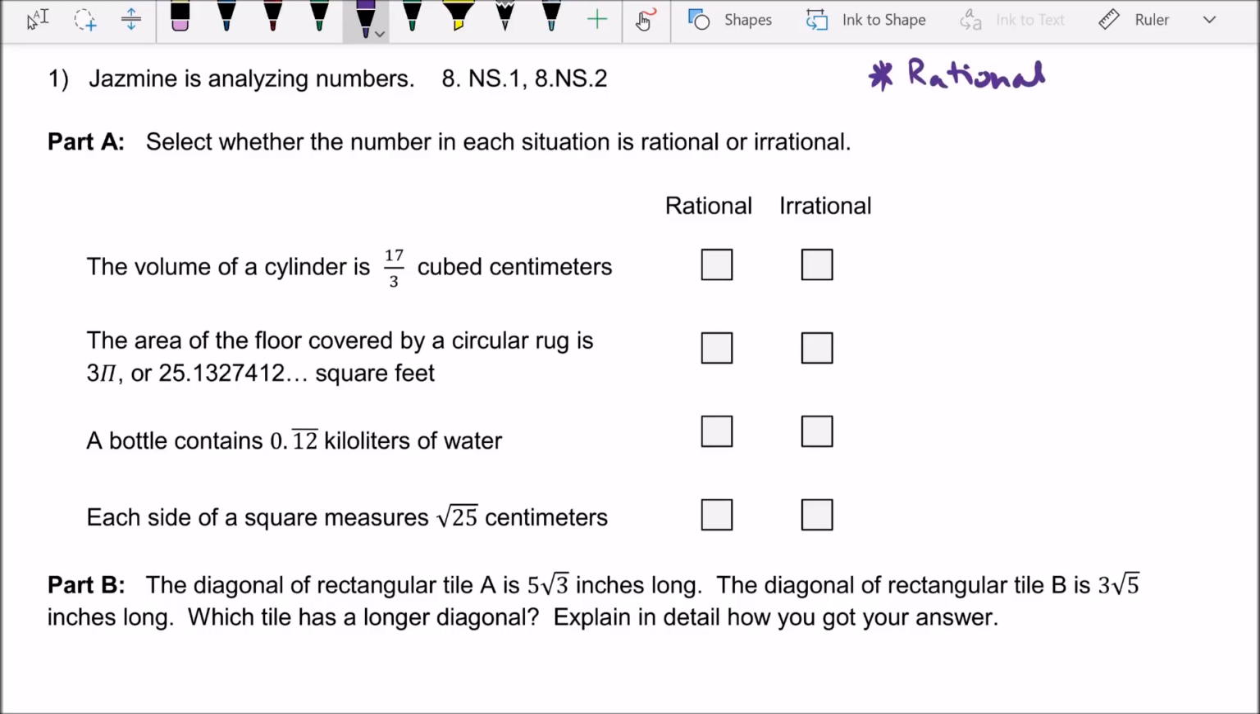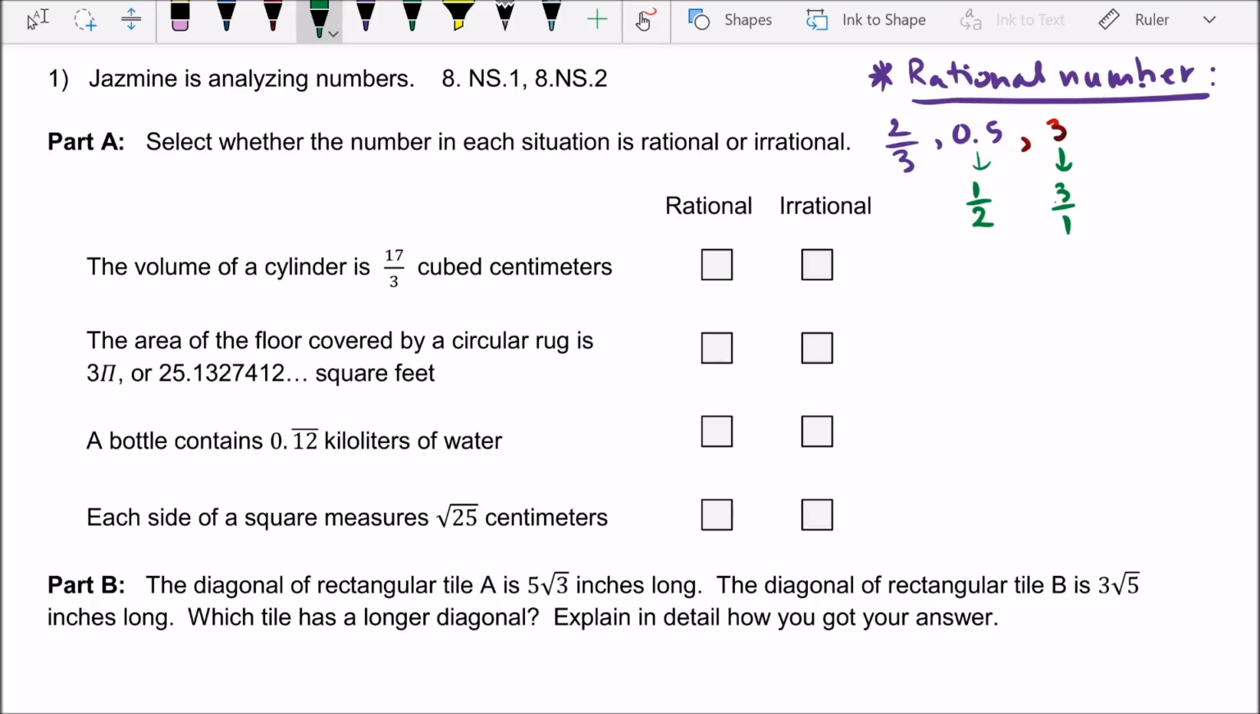Rational numbers are numbers that can be rewritten in fraction form. Here are a few examples. 2/3 is a fraction, so it is a rational number. If you have 0.5, which can be rewritten as 1/2, a fraction form, it's also a rational number. Or we can talk about a whole number, like 3. A whole number can be represented as a fraction, so 3/1. So the whole number 3 is also a rational number.